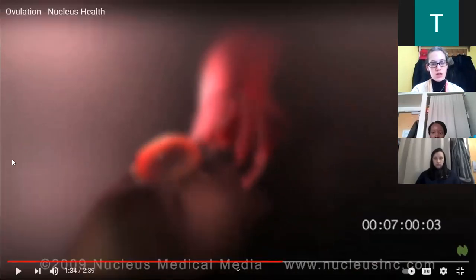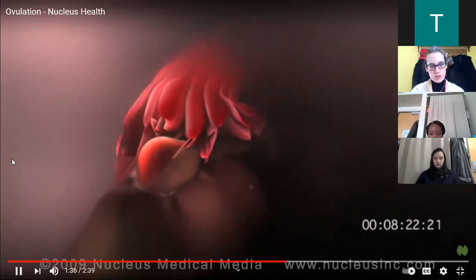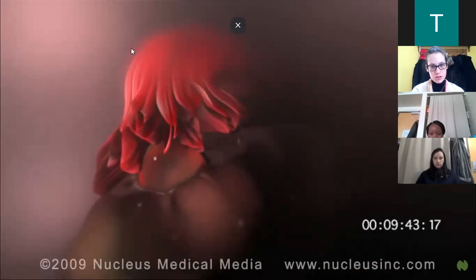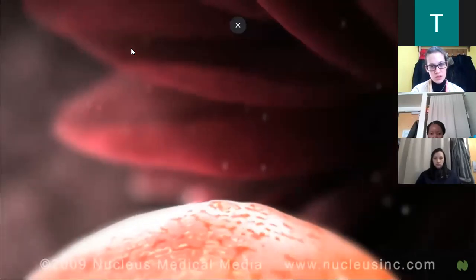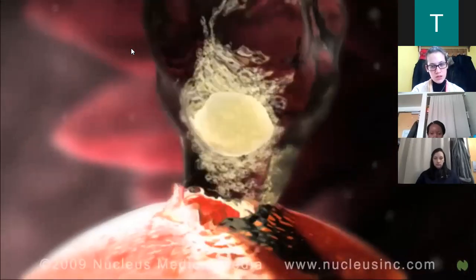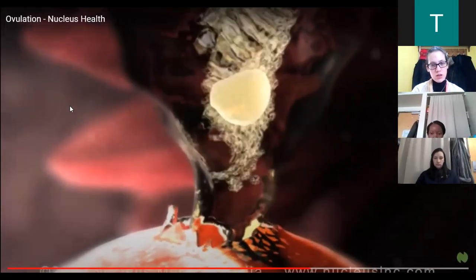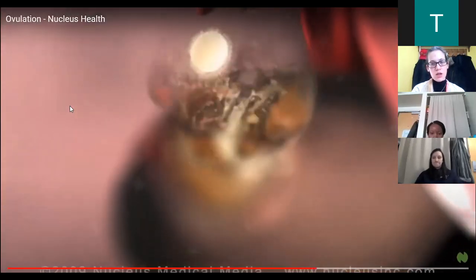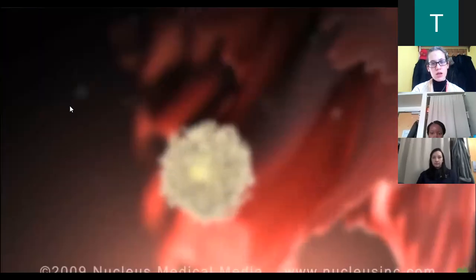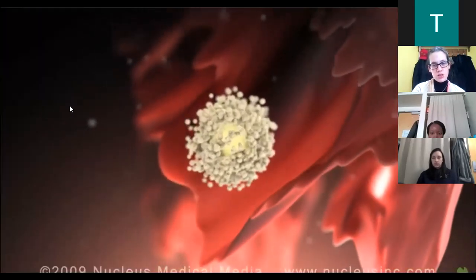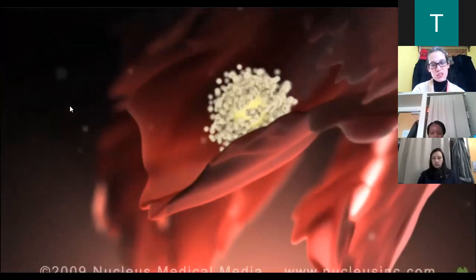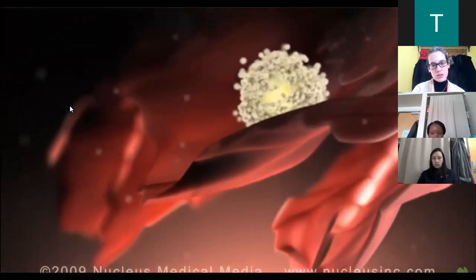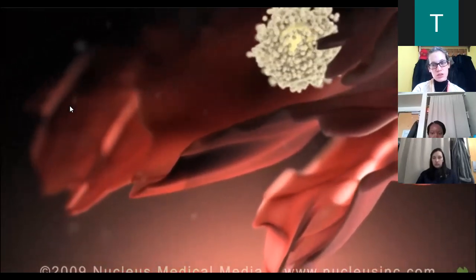All right, this is where I wanted you to see. This is where the cilia come into play. The follicle swells until it bursts open, ejecting the egg and fluid from the follicle into the abdominal cavity. In response, the fimbriae, tiny projections at the end of the fallopian tube, sweep across the ovulation site and pick up the egg.